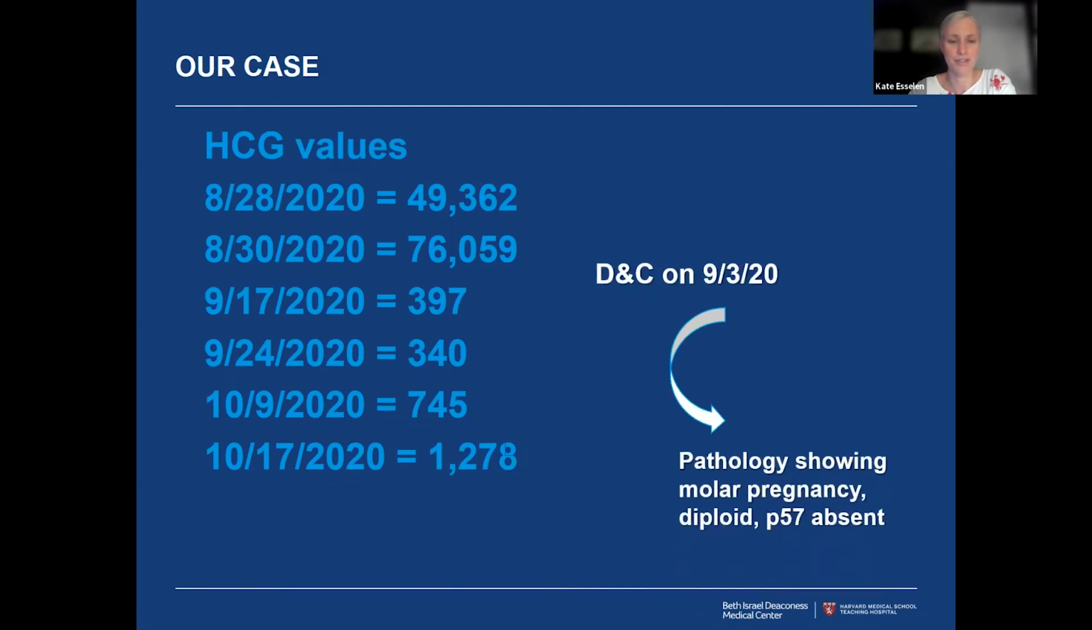This is just a note on her pathology. It did come back sometime in this interim showing a complete molar pregnancy. It was a diploid pregnancy, cytogenetics were done, and P57 was absent. So all very consistent with a complete mole. But you can see here that the HCG after the end of September, so about a month after her D&C, started to go in the wrong direction.